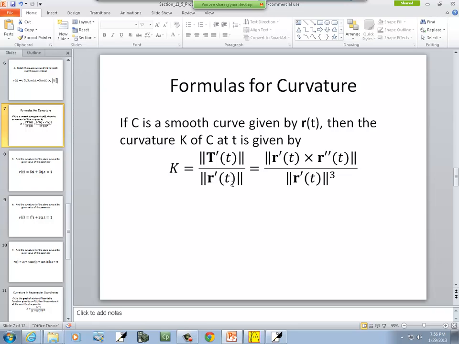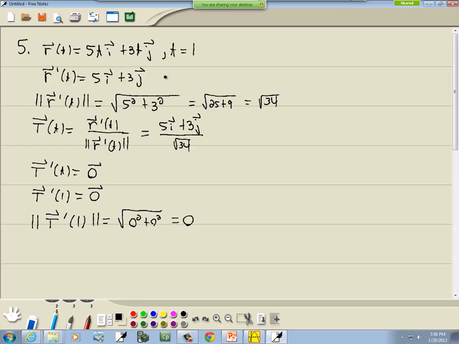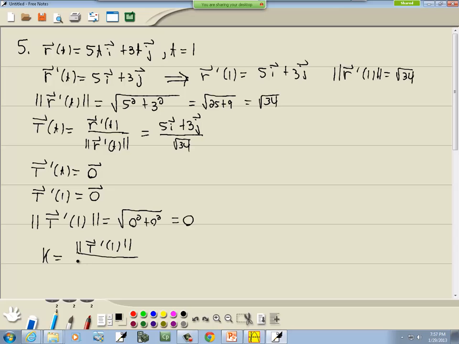Now we need to find R prime at 1. Well, R prime was up here, which means that R prime of 1, there is no t to plug into, is there? So this is just 5i plus 3j. And if I find the magnitude of that, that's going to give us the same as what we got right here, so square root of 34. So the magnitude of R prime of 1 is equal to square root of 34. So then what we're trying to find, a curvature, is going to equal the magnitude of T prime at 1 over the magnitude of R prime at 1. Well, we said this is 0 over square root of 34, which gives us 0. And that's our curvature.